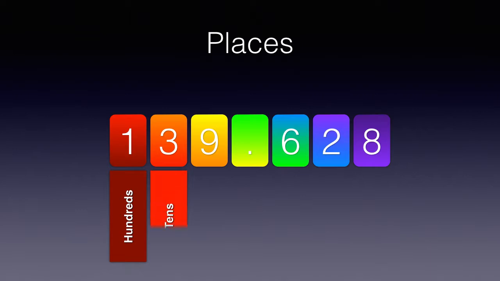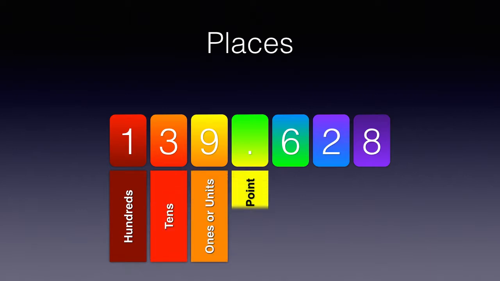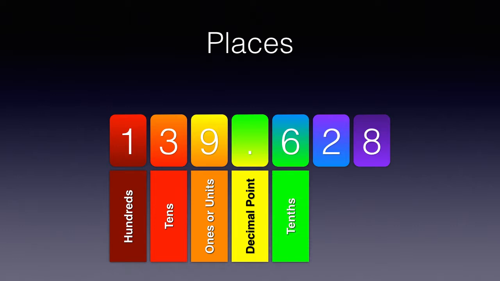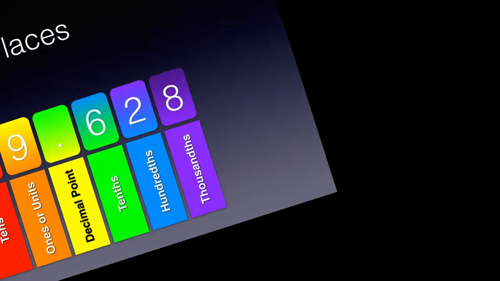So when we talk about places, let's just go through it real quick from left to right. We, of course, have the hundreds place, the tens place, the ones place. The decimal point is a separator. It is a barrier. It is a wall. It is what keeps the whole numbers separated from the fractions. It is not a place in and of itself. Then after the decimal point, we have the tenths, the hundredths, and the thousandths. We could, of course, have the ten-thousandths, hundred-thousandths, millionths, and so forth as we keep going to the right.